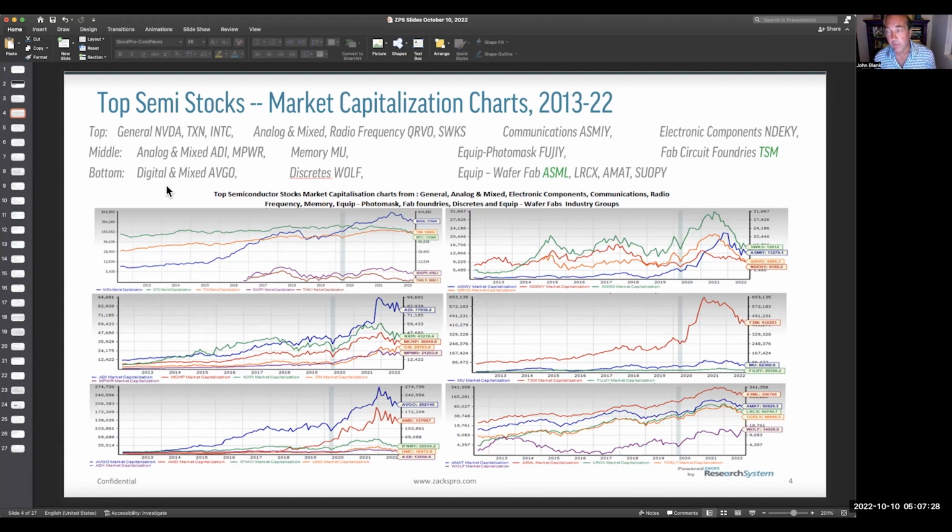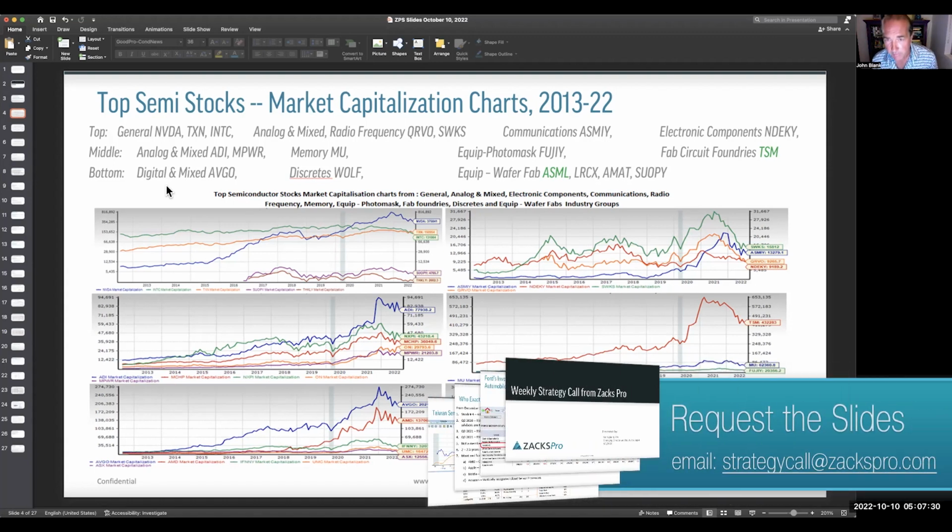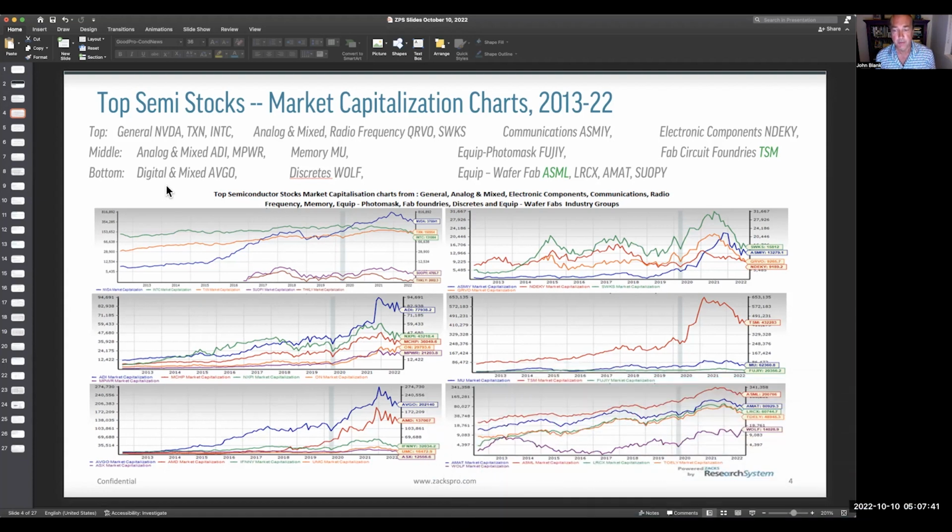Fab Circuit Foundries, I put it in green. This is very important because these are the people making these chips at the back end. Taiwan Semi, ticker TSM. At the bottom, digital and mixed, that's Avago. Discretes, this company called Wolf. Probably don't know about them, but you should look into them. And the wafer fabricators, that's Lam, AMAT. And of course, the most important one of all here is ASML for wafer fabrication. Put these in green because they are those back-end critical players in this industry space.